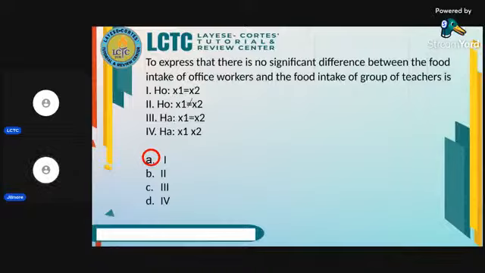Most particularly, if the research talks about relationship, correlational, or causal comparative. Okay, if the calculated t-value is greater than the t-value, it is significant, therefore, reject the null hypothesis.